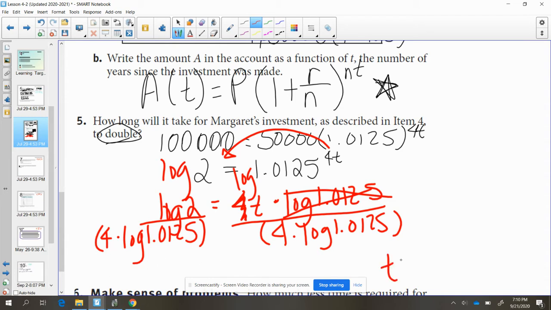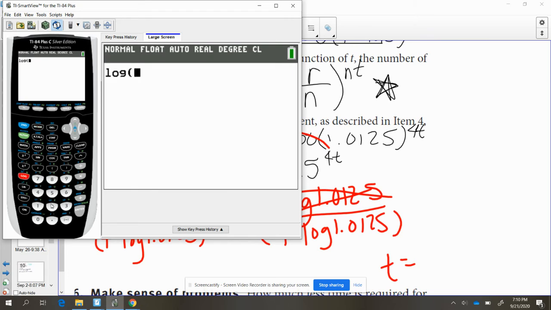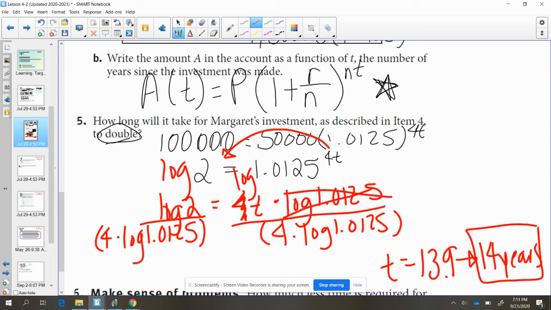So that we check this out, we have log of 2. So log button 2 divided by parentheses 4 times the log 1.0125. We end up with right around 14 years, right? 13.9, aka 14 years if we're rounding up, before Margaret gets her money. Okay.